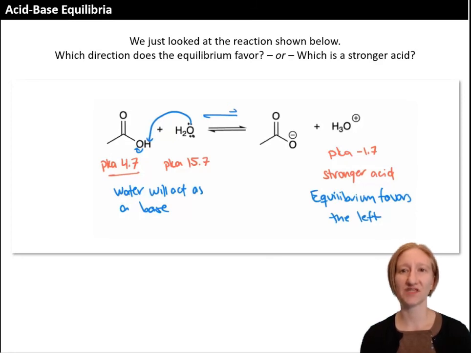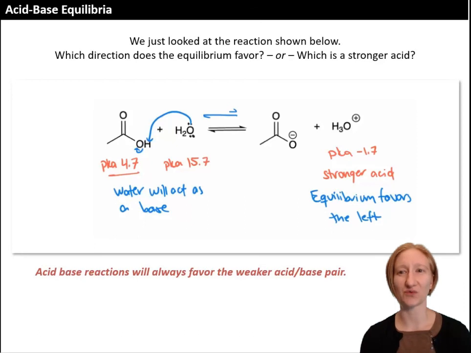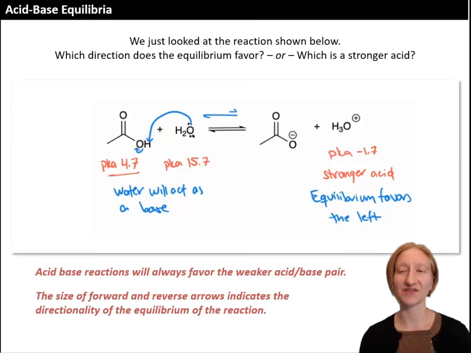Okay, so a couple of takeaways here. In general, an acid-base reaction will always favor the weaker acid-base pair. So in our example, acetic acid is the weaker acid, and so the equilibrium lies toward the weaker acid, or toward the left. And second, the size of the forward and reverse arrows indicates the directionality of that equilibrium.